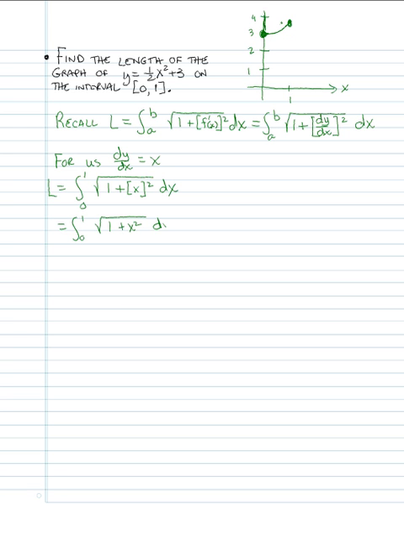This is a form where we're going to use a tangent substitution. So we're going to replace x with tangent of theta. And while we're here, let's find out what dx is going to be. What's the derivative of tangent of theta? Secant squared theta, isn't it? So dx is secant squared theta d theta.